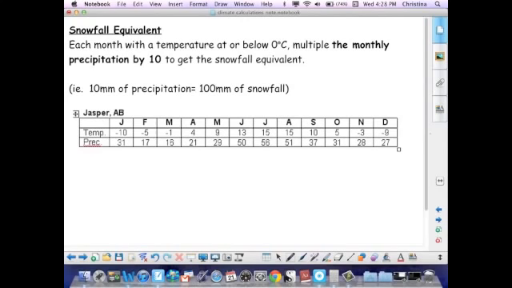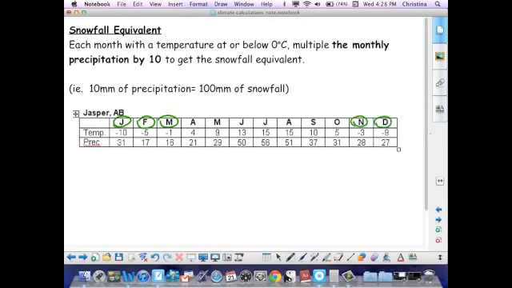Now, to determine the snowfall equivalent, this is where it starts to get a little bit trickier. In determining the snowfall equivalent, you're going to take each month that has a temperature of 0 or less than 0, so any negative number or any number that's at 0, and multiply the precipitation by 10. The reason we do this is for every 10 millimeters of precipitation, it equals 100 millimeters of snowfall. So the months that we have a 0 or less temperature are January, February, March, November, and December.